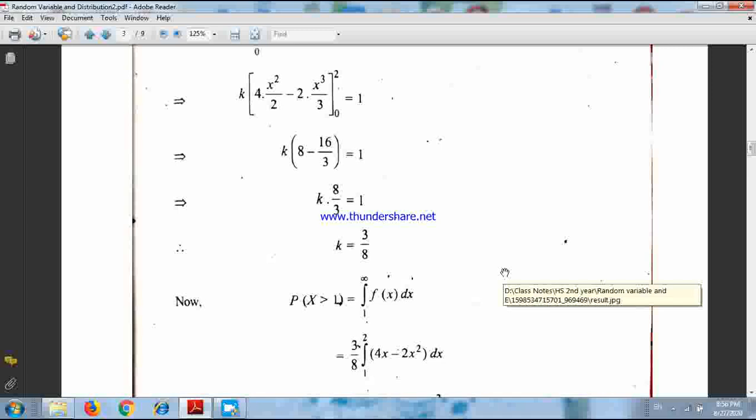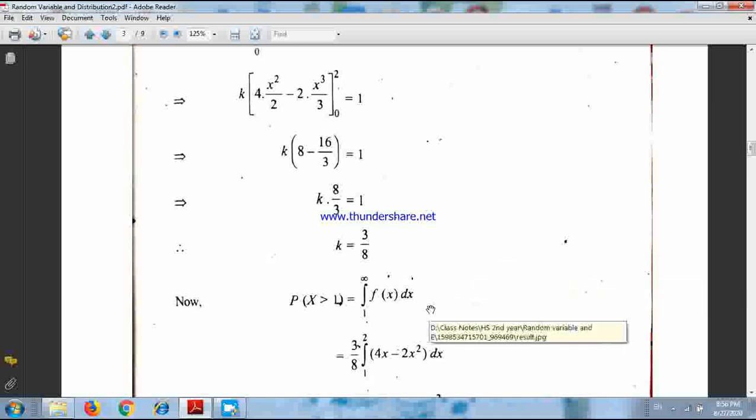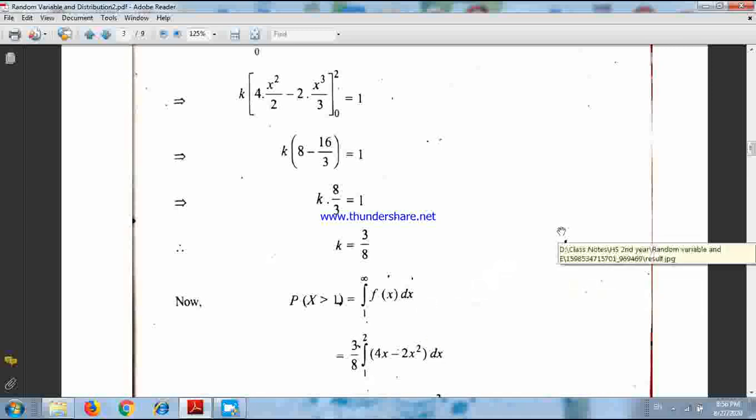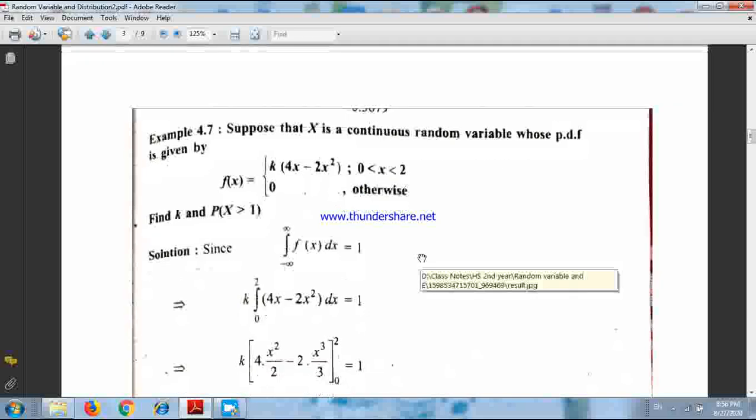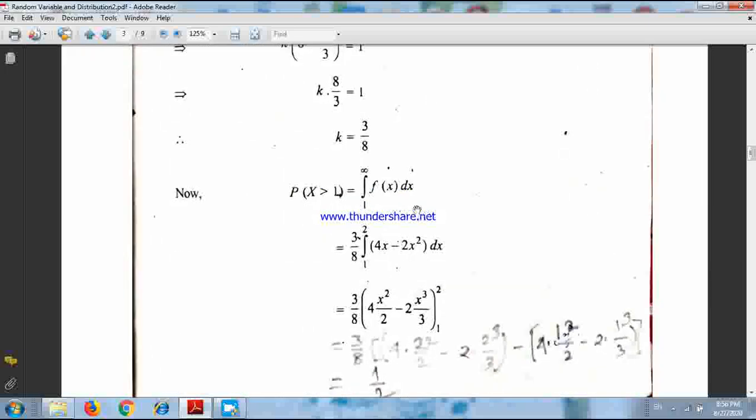Now again you can break up this integration: 1 to 2 plus 2 to infinity. Why 1 to 2? Because in 1 to 2 the value of the function will be this, and in 2 to infinity the value of the function will be 0. So you can break up this integration 1 to 2 plus 2 to infinity. In 2 to infinity the value of the function f(x) is 0, and integration 1 to 2 means 4x minus 2x square. Integrate this and the result comes out as 1 by 2.